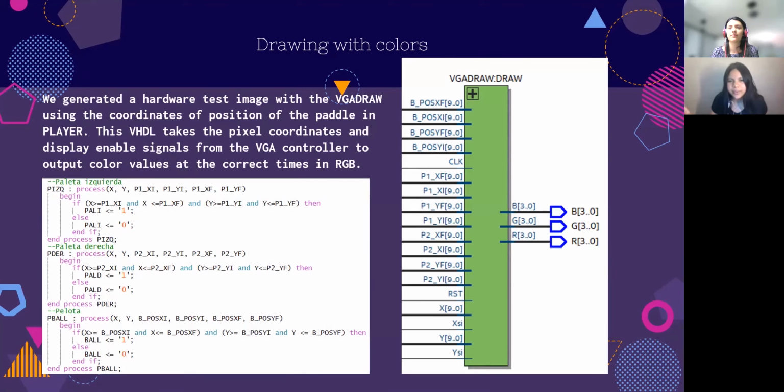To draw, we generated a hardware test image with some code that uses the coordinates of the position of the paddle. This VHDL takes the pixel coordinates and display enable signals from the VGA controller to output color values at the correct times in red, green, or blue.